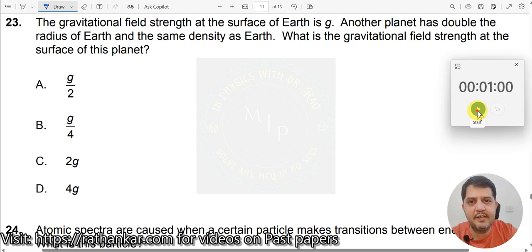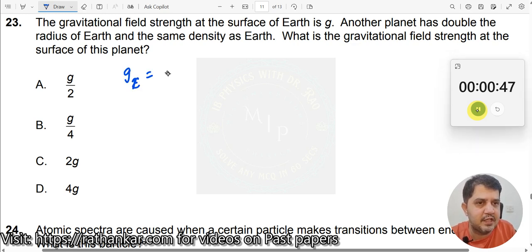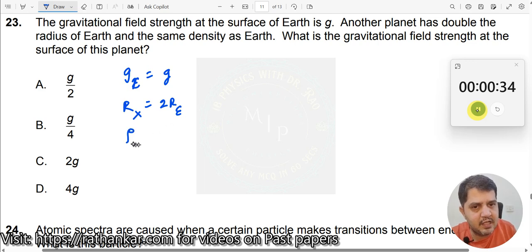Question number 23. The gravitational field strength at the surface of the earth is G. Another planet has double the radius of the earth. Let me write G_E, the gravitational field strength of the earth, is equal to G over here. Another planet has double the radius of the earth, R_x is equal to 2 times R_E, and it has the same density as earth, rho_x is equal to rho_E.